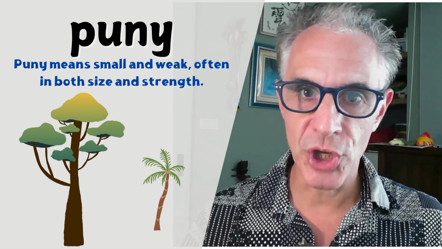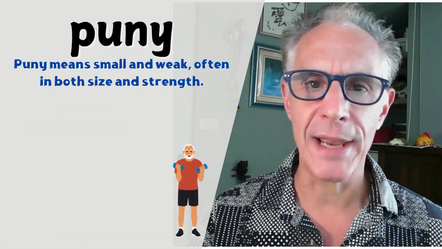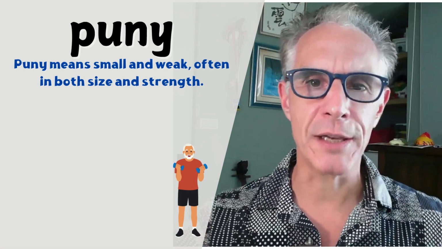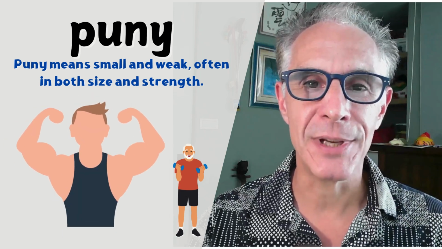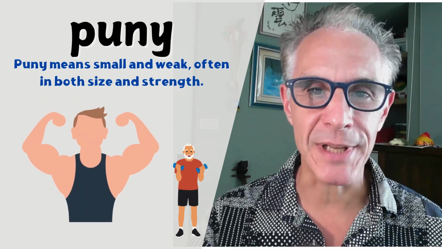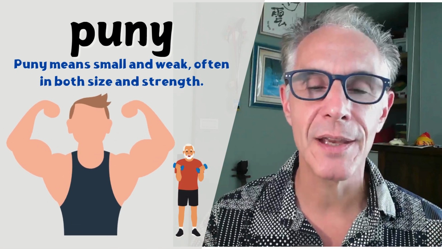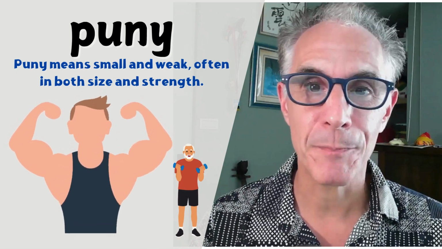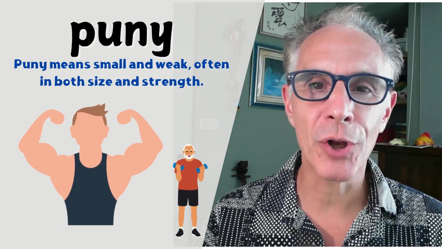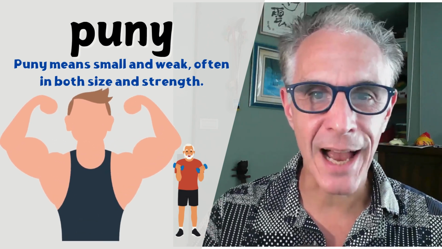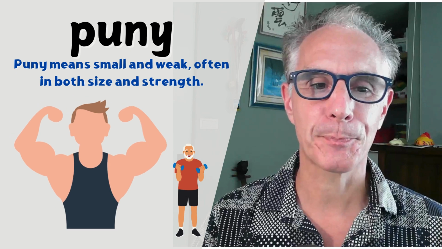Imagine you go to the gym to work out and you're lifting weights and you feel so strong and you feel really good. And then a big guy comes next to you. He's big, he's got big muscles, and he's lifting heavier weights. You feel puny. You are puny compared to that guy. That means you're smaller and weaker in size and in strength.